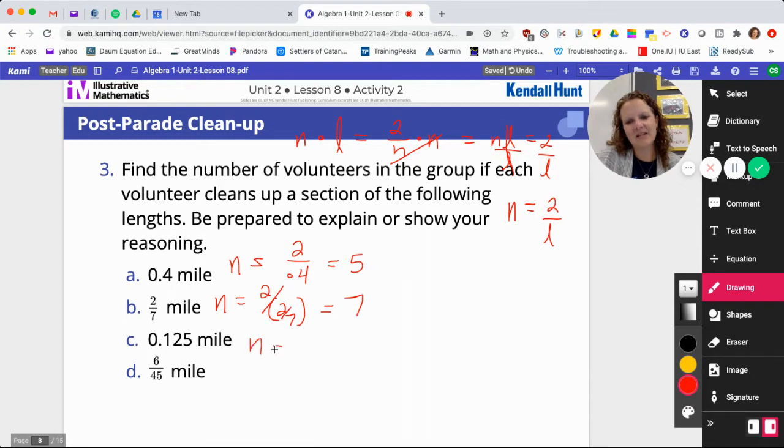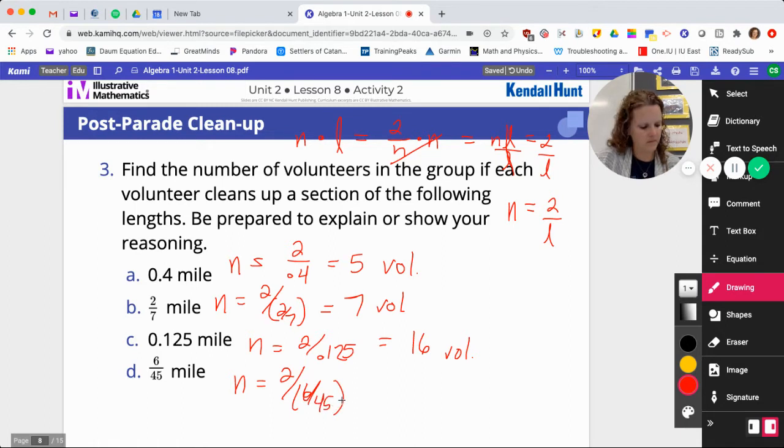The number of volunteers is 2 over 0.125, and that equals 16. 16 volunteers. I should write the answer. And n equals 2 over 6/45. 15.